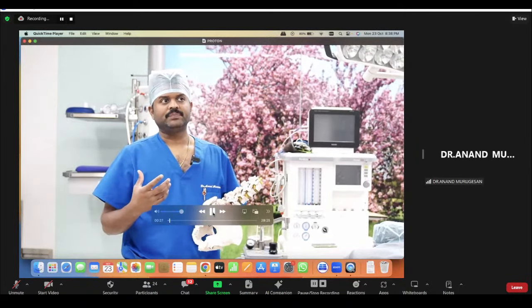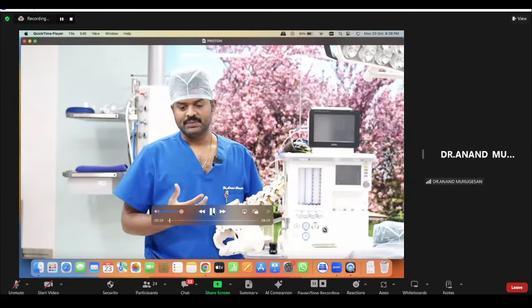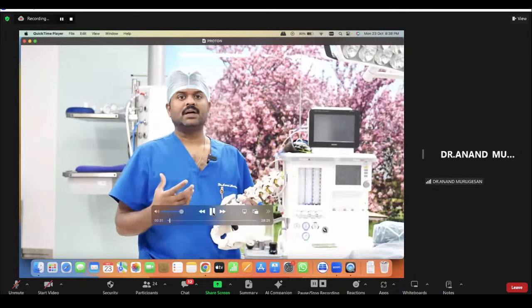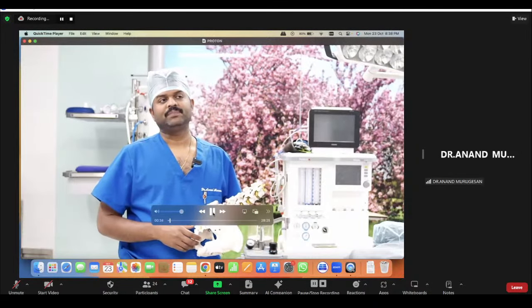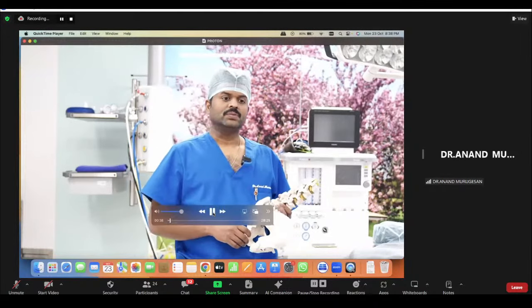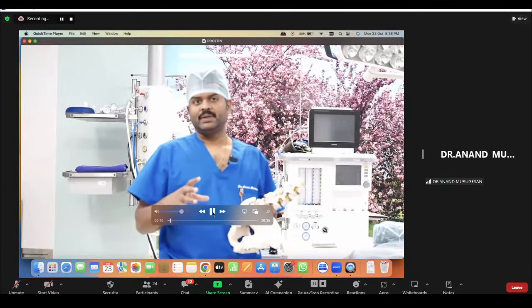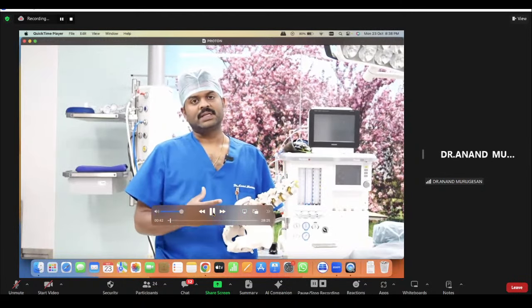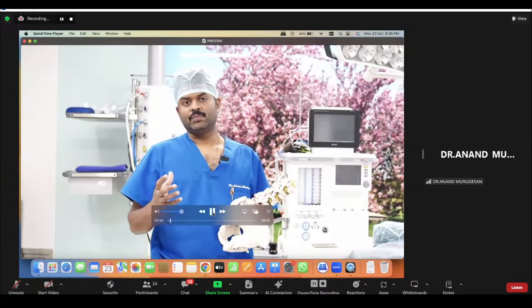So today, I'm going to give you an overview about the pudendal nerve, its origin, its course, and where all it can get entrapped. The pudendal nerve is a very important nerve because it is the somatic nerve supply to the anal area and the perineal area for both men and women. It is highly innervated, with both sensory and motor innervation.